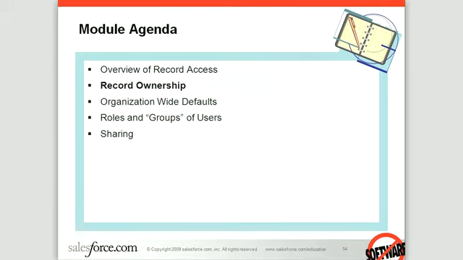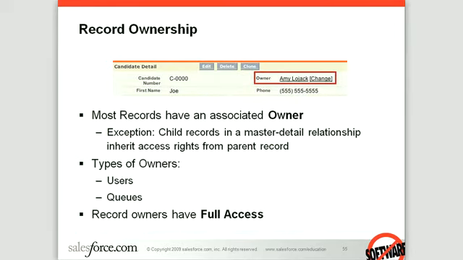All right. Record ownership. Every record has an owner. There's an owner field, and the owner field can be set to one of two things. It's either a user or a queue. Now there's an exception to this, and the exception is that a record which is a detail in a master-detail relationship inherits ownership and access from the parent, the master record. Okay? So there is no owner to a child record in a master-detail relationship.